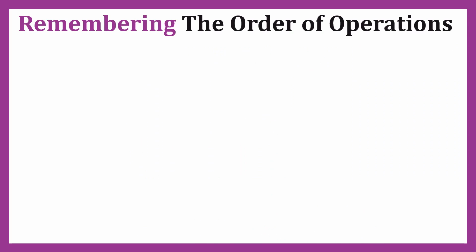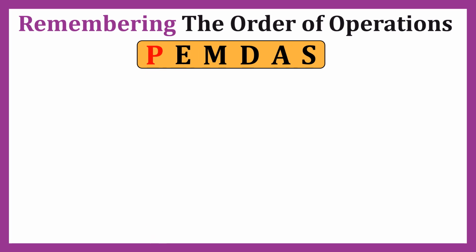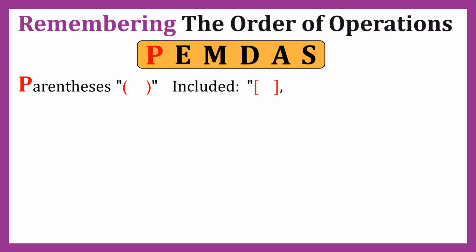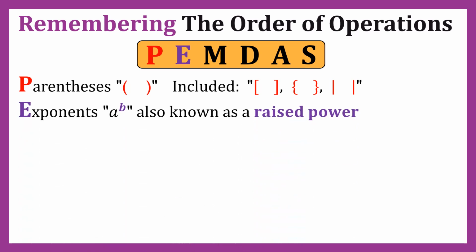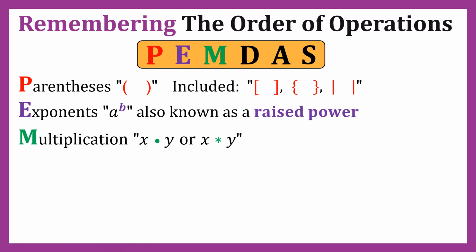Remembering the order of operations, PEMDAS. The P represents parentheses. Included on the same order are brackets, curly braces, and absolute values. The E represents exponents, where A and B represent constants, in which B represents the exponent, also known as a raised power. The M represents multiplication, where a dot or an asterisk is used to represent the symbol. The D represents division, also known as quotient. It could be represented by a line or a dot.